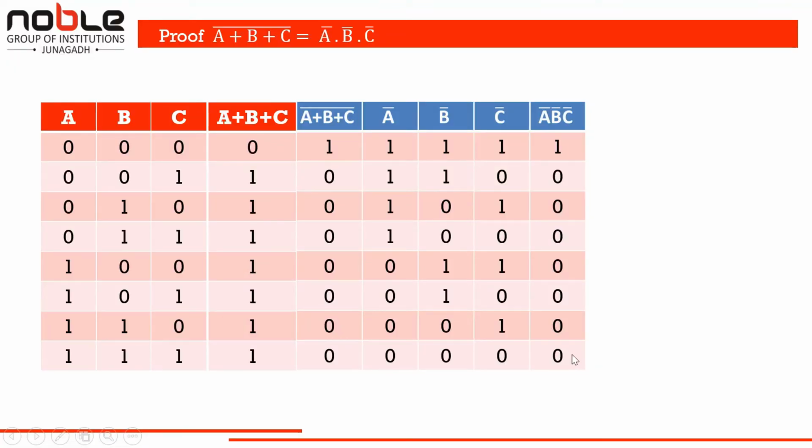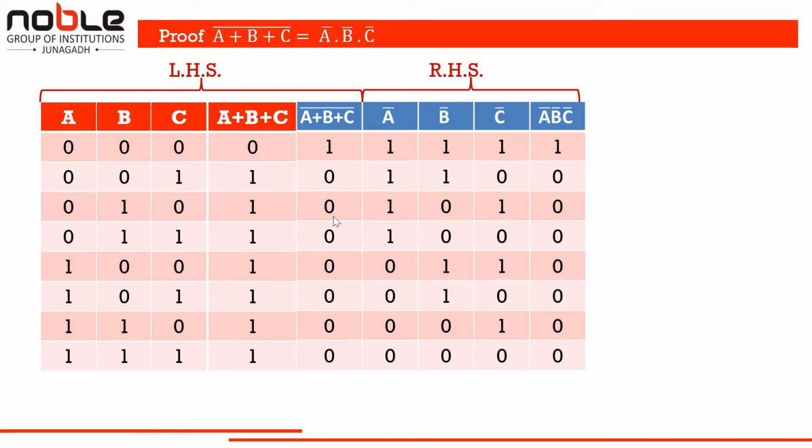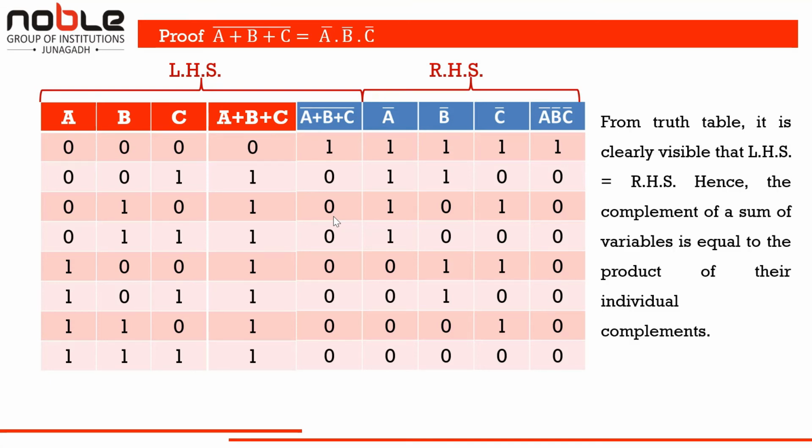What is the value of A plus B plus C whole bar is equal to A bar dot B bar dot C bar value. It is mentioned here. It means the left hand side is equal to the right hand side. Finally, from the truth table, it is clearly visible that left hand side is equal to right hand side. Hence, the complement of a sum of variables is equal to the product of their individual complements.